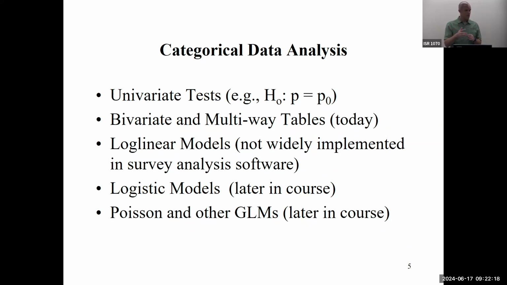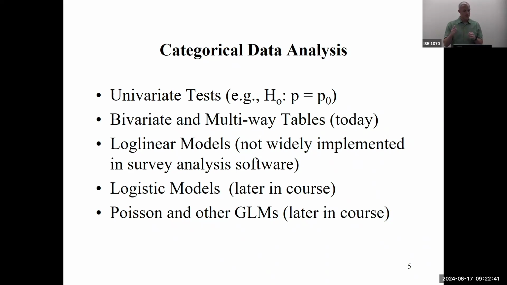So we're going to spend a lot of time talking about logistic regression for binary dependent variables, but also ordinal logistic regression and multinomial logistic regression for ordinal and nominal variables, if we're trying to predict those types of variables. Okay, so that'll be later in the course. And then Poisson and other types of generalized linear models for count data. So we'll touch on those kinds of models as well later in the course.